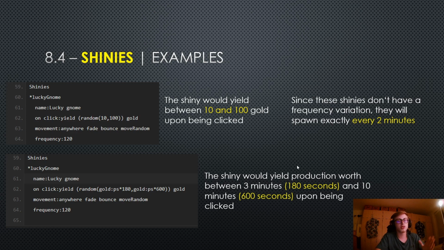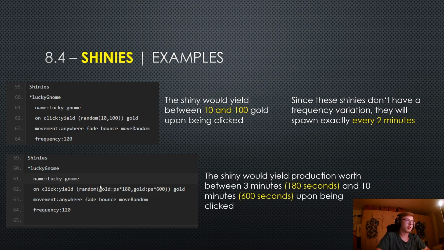Now keep in mind that these are really just the bare minimum and you can make way crazier effects with shinies. For example, you could have a shiny yield you between 10 and 100 gold upon being clicked if you have gold as your main resource in your game. However, maybe you don't want it to yield you a set amount of gold or a resource, because you know 10 and 100 once you are further on in the game might as well just be zero. So shinies can also yield you, for example, 3 minutes worth of your production, or 10 minutes, or you know, hours of your production if you really so wish.